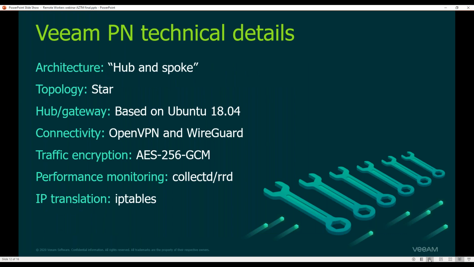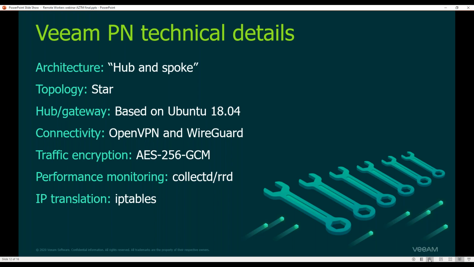Okay. So a little bit about technical details about the product itself. The architecture of the VPN is based on hub and spoke, which means that there is one central piece of technology. We call it Veeam Hub, and essentially this is the central piece with the public IP address, probably deployed somewhere like AWS and Azure. Those are just popular options.